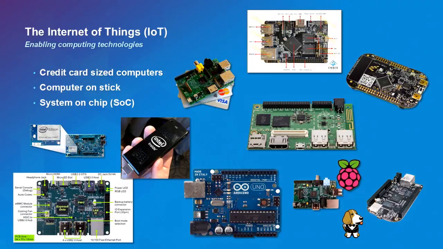So look at the devices and enabling computing technologies. We start seeing credit card size computers: Raspberry Pi that we're going to use today for the demos, and Arduino. This is really small and really low cost, really affordable. It costs about $30 US dollars.